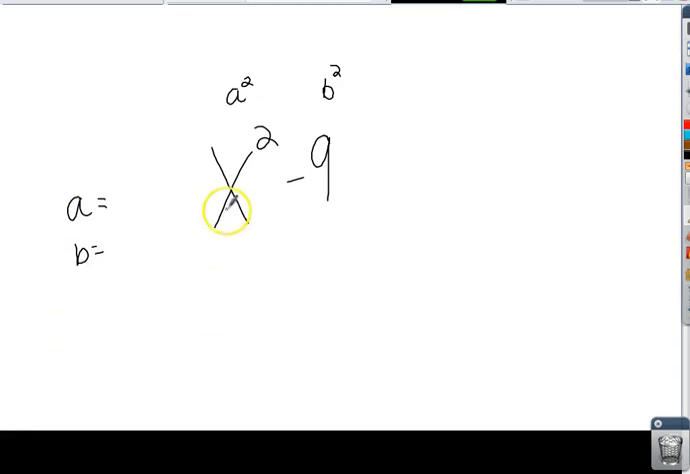So I ask myself, what times itself gets me x squared? Let me think about that for a second. And I answer, the answer is x. And I ask, what times itself gives me 9? Think about that for a second.